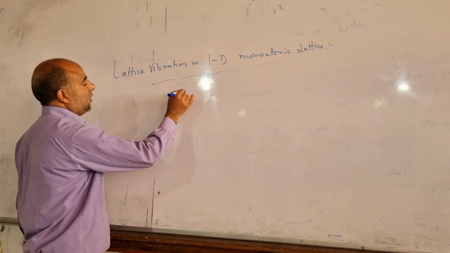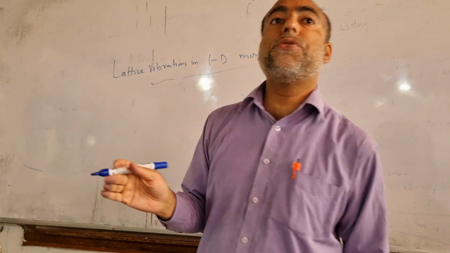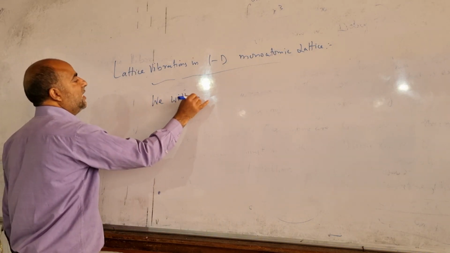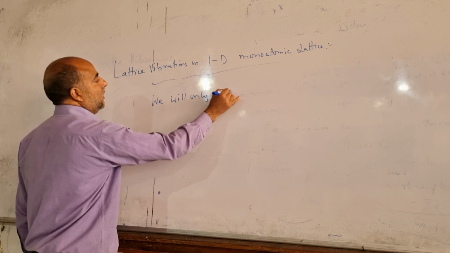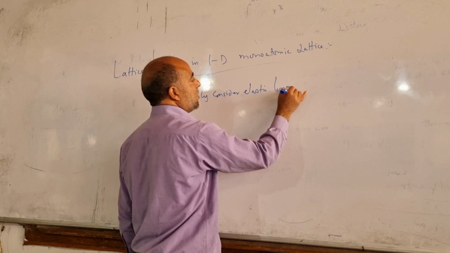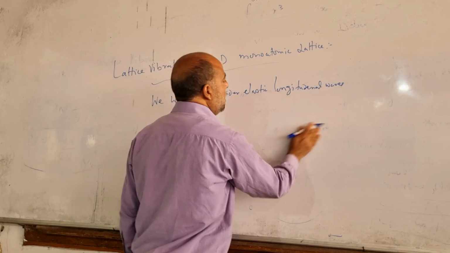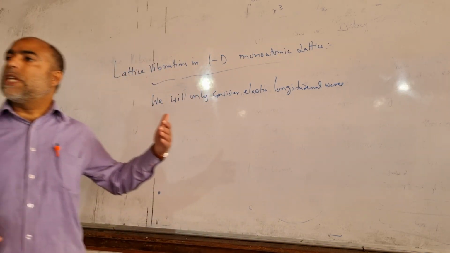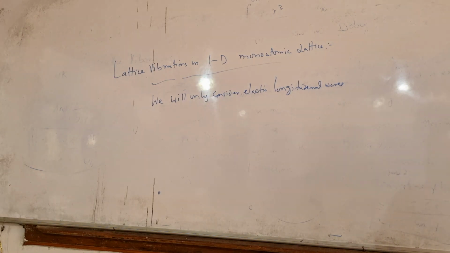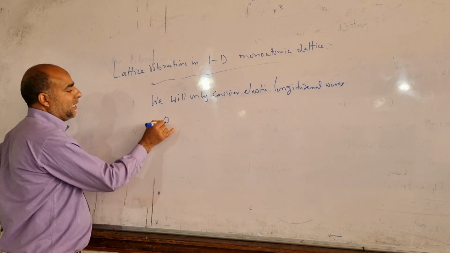Now consider a figure. Before considering the figure, we will only consider elastic longitudinal waves. Elastic longitudinal waves. So the above description that I have written here can be explained with the help of a diagram that will be drawn on the board. So I am writing this way.